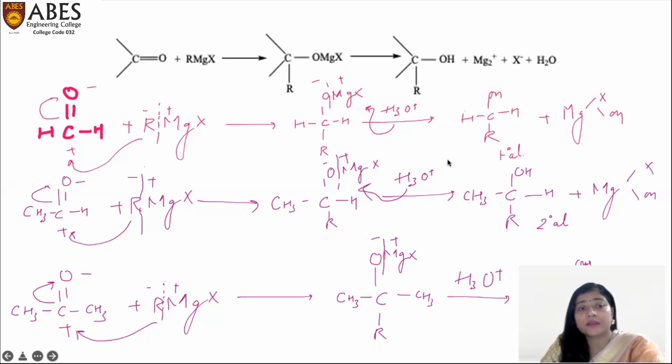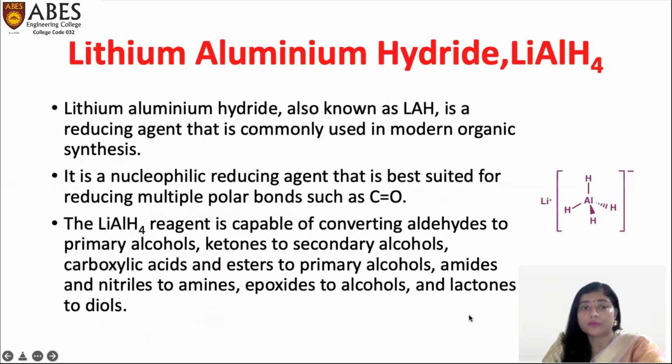We'll get the primary alcohol. Similarly, for secondary alcohol, instead of formaldehyde, we'll take acetaldehyde. The same reaction will take place. R will be added over here, so it will result in the secondary structure. Similar acidic hydrolysis will result in secondary alcohol with this byproduct. And similarly, for tertiary alcohol, we'll take acetone and further tertiary alcohol will be formed.